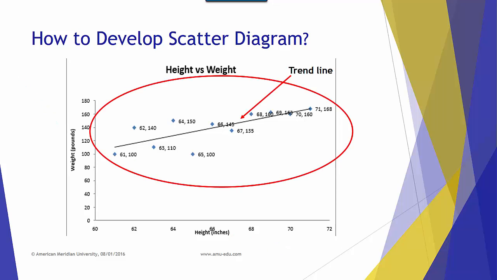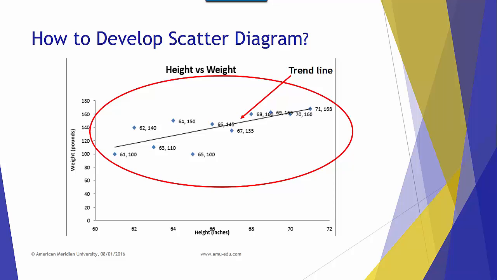Now let's look further at the scatter diagram. Once you document all of the points, then you put what's called a trend line. That line goes through the middle of the points. In other words, you want to touch as many of the points as possible. I repeat again, you want to touch as many of the points as possible.